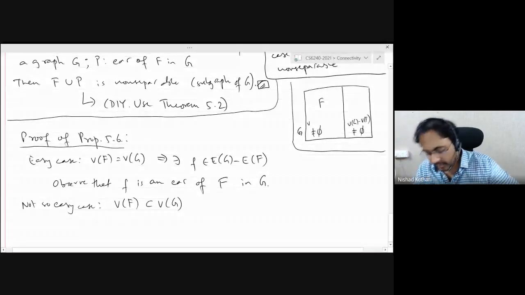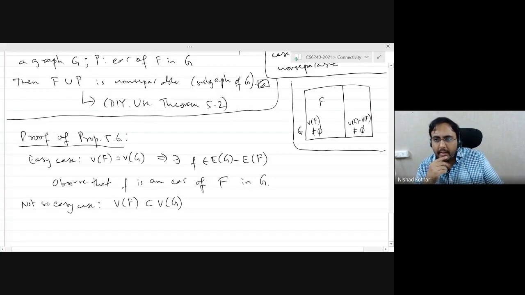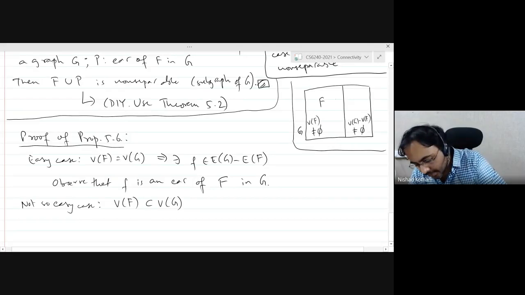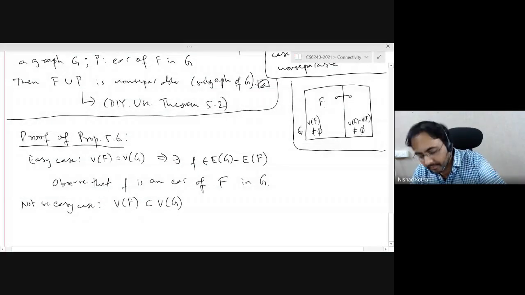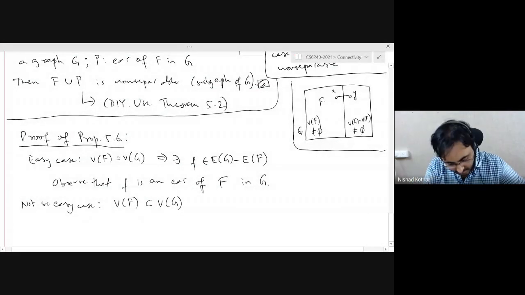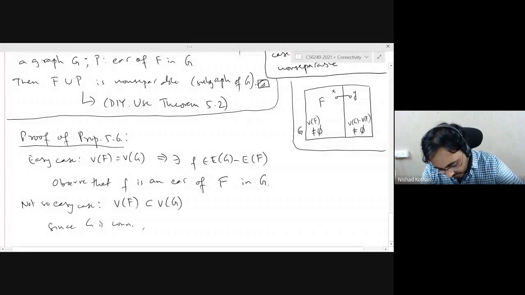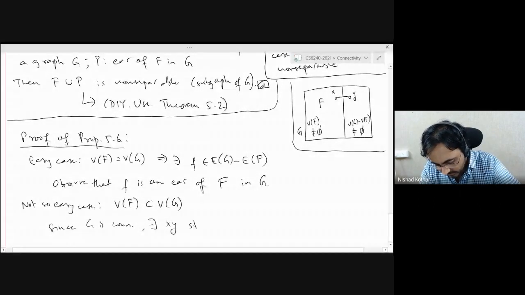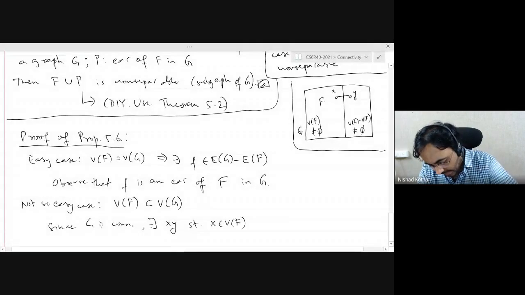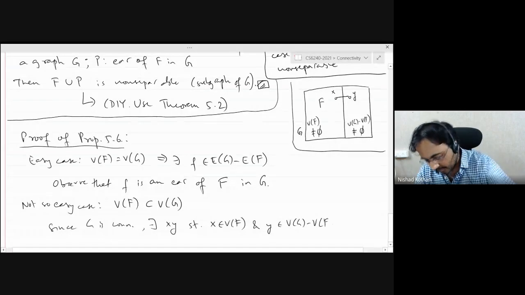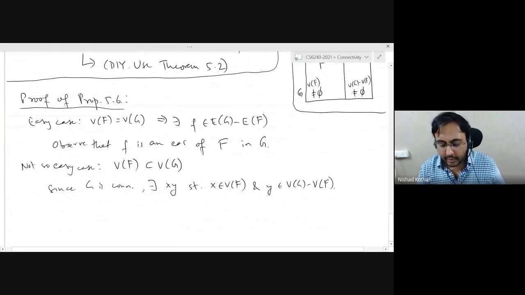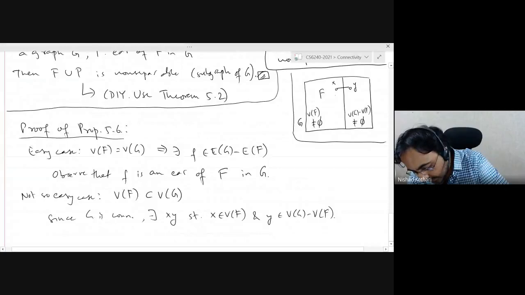Okay. Well, the graph is connected. Since the graph is connected, there has to be an edge going like that. Since G is connected, there exists an edge xy such that x is a vertex in F and y is a vertex in G that is not in F. Now what we are going to do is delete the vertex x. Let us delete this vertex.